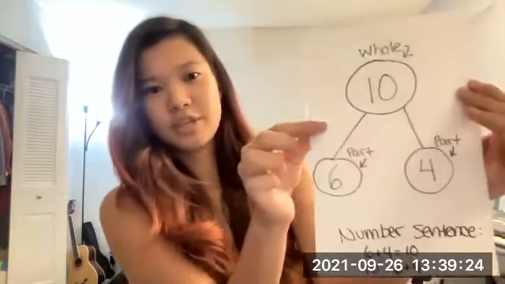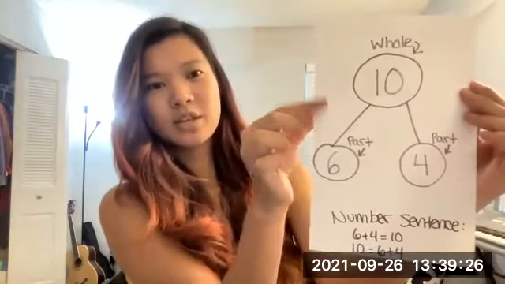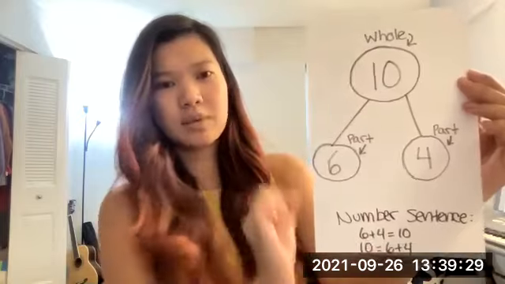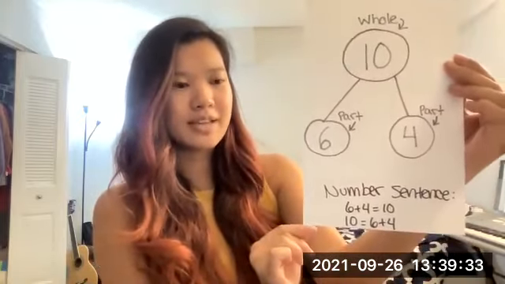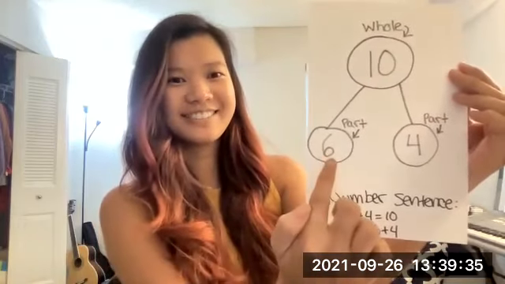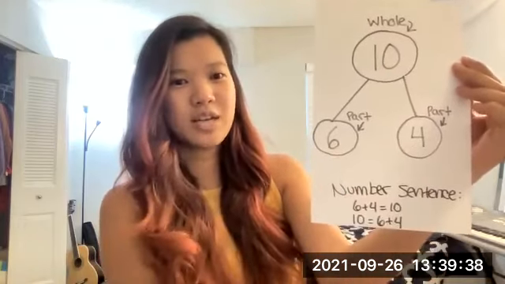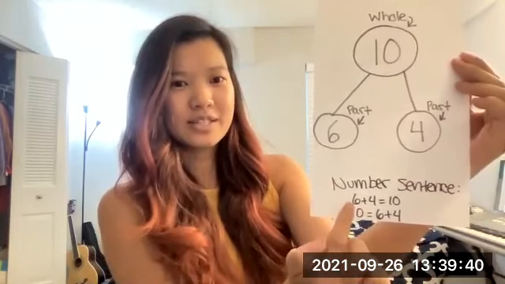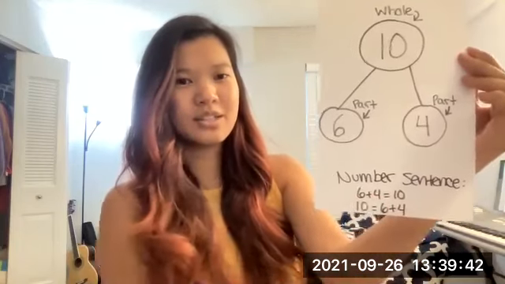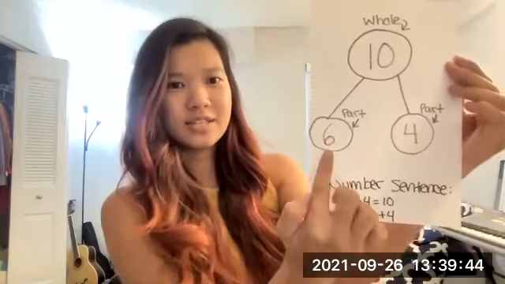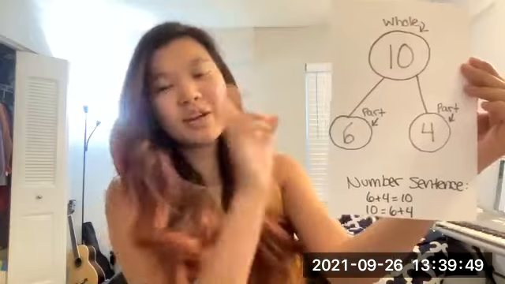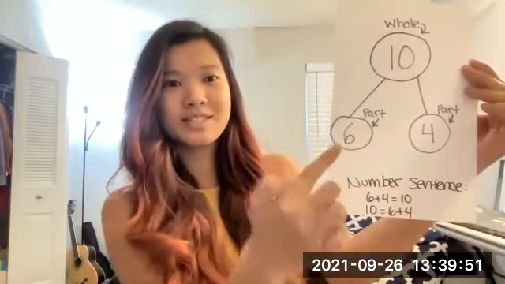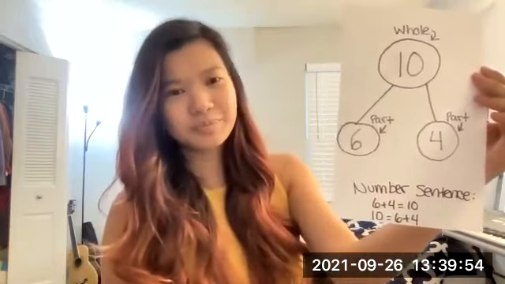I have another example for you guys to show a completed number bond. So we have 10, our whole, up here. And then two number partners that can be added together to equal 10 are 6 and 4. When we add those together, 6 plus 4 equals 10. You can also flip it. 4 plus 6 equals 10 as well.